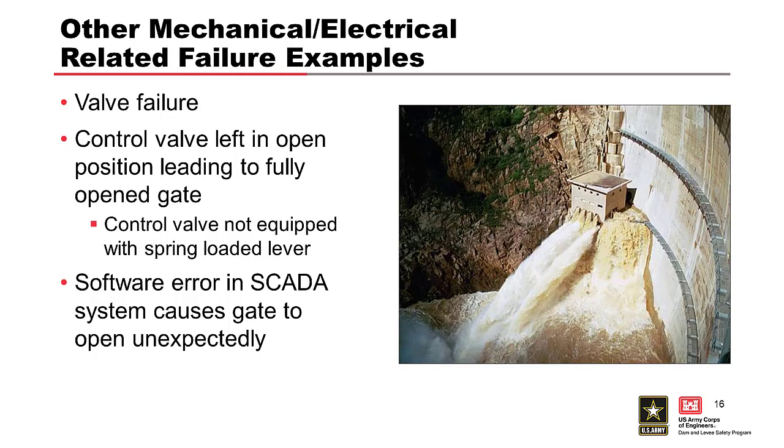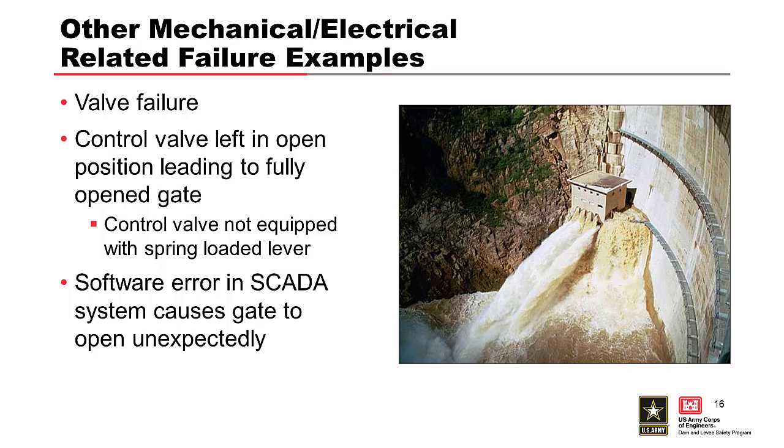Now, some mechanical and electrical related potential failure modes are listed on this slide. An example of a valve failure is a low flow bypass valve vibration causing cracks in a weld around the valve flange, resulting in a blowout. The failure caused release of water and major damage to the structure. Valve failures typically do not release life-threatening flows downstream, but a valve failure can eliminate access to areas of the project that may be critical to the safe operation of the structure.